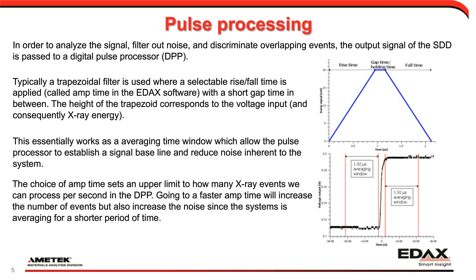The faster our amp time is, the more X-rays we can process per second, since we spend less time measuring each one of them. So going to a faster amp time reduces the averaging window, which means we can process more, but we're also averaging less, which means noise will become more dominant in the system.